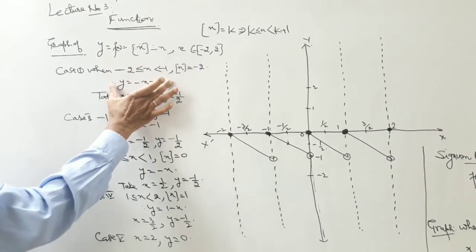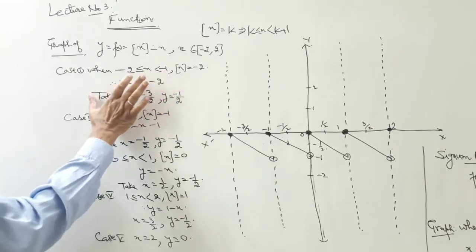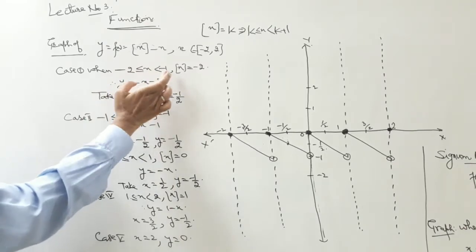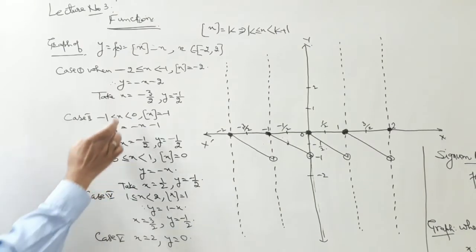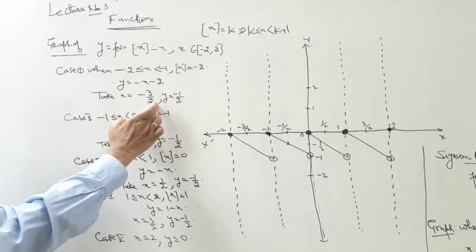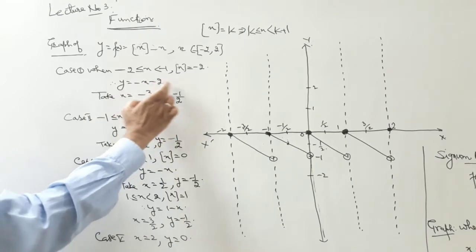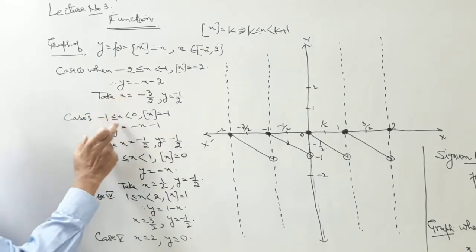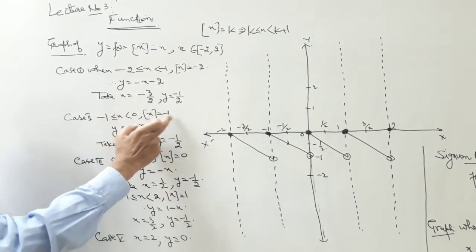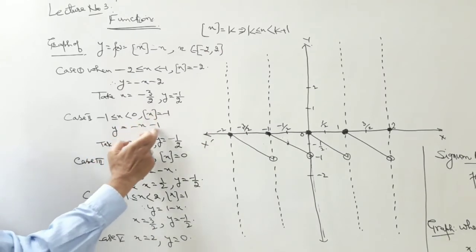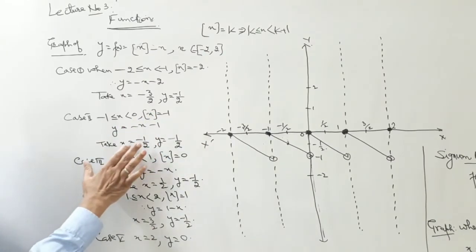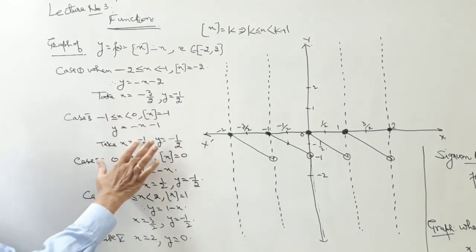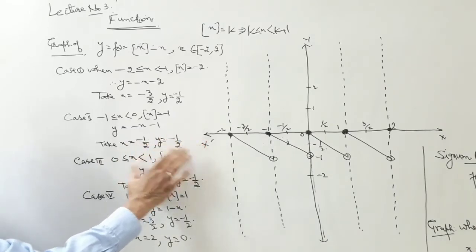Now I have to draw this straight line. What we do, one end point I take, and the second one, the mean of these two, -2 and -1, that is -3 upon 2. I have taken x is equal to -3 by 2. When x is -3 by 2, y is minus half. Similarly, take case number 2, -1 less than or equal to x less than 0, [x] is -1. So y is equal to minus x minus 1. As before, the mean is (-1 plus 0) upon 2, minus 1 by 2. I have taken x is equal to minus half. Naturally, y is equal to minus half.